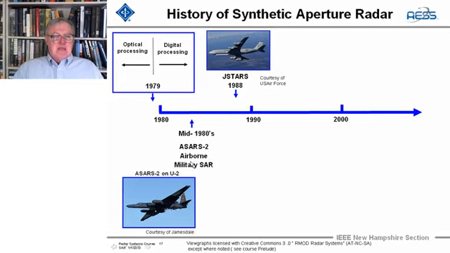In the mid-1980s, on U-2s, they called them TR-2s at the time, a reconnaissance aircraft, there was an ASARS-2, which was an airborne SAR, and that was in the mid-80s. And then Joint STARS, which we talked about in airborne radars in the context of ground moving target indicator. It has a SAR mode, and that came out in '88.